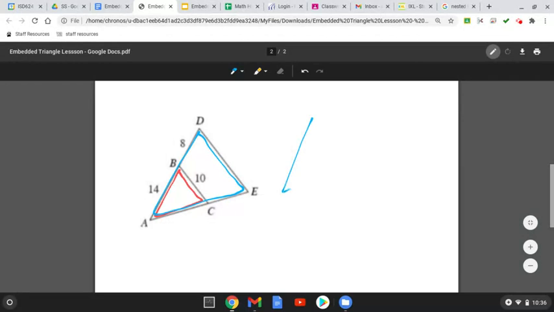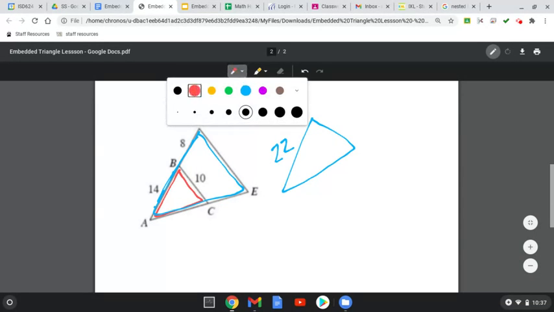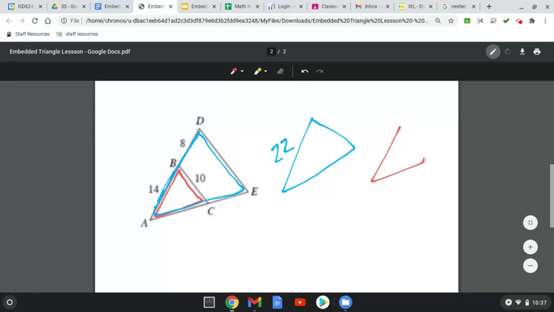So I'm going to have my blue triangle. For my blue triangle, the only side I know is really this side. So 14 plus 8 gets me to 22. So I know that side is 22. And my red triangle, it looks like I know this side is 14. And BC, that length is going to be 10. So our job is to figure out what x is. So x is this side of my blue triangle.